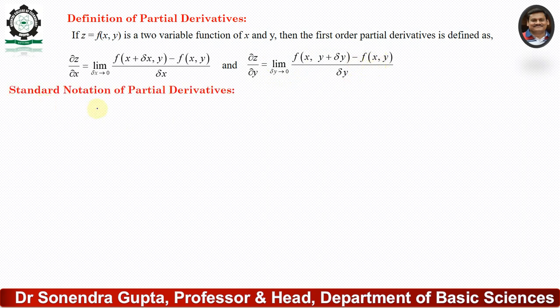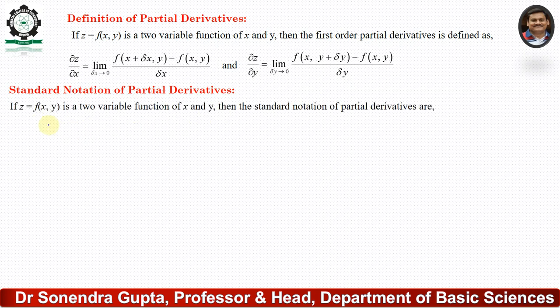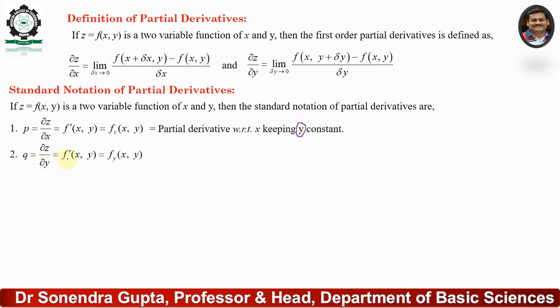Now the standard notation of the partial derivatives. If z equal to f of x y is a two variable function of x and y, then the standard notations are: number one, p equals del z upon del x, which can be represented by the symbol f dash of x y or simply f x. It is called the partial derivative with respect to x keeping y constant. Here y is like a constant, right? Second, q equals del z upon del y, f dash, f y of x y, and it is called the partial derivative with respect to y keeping x constant.